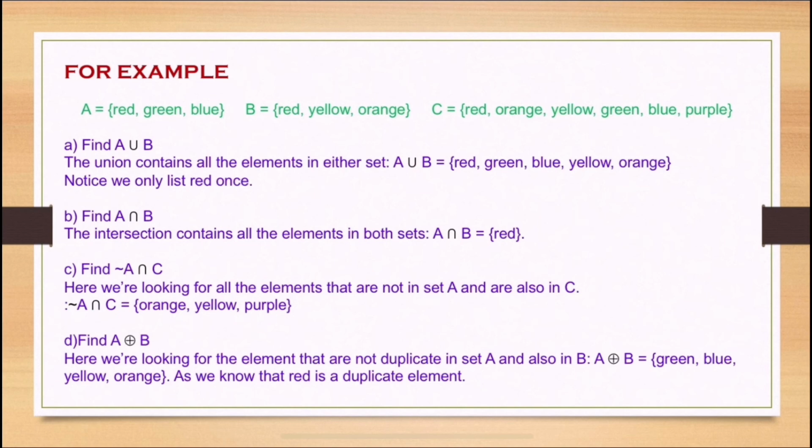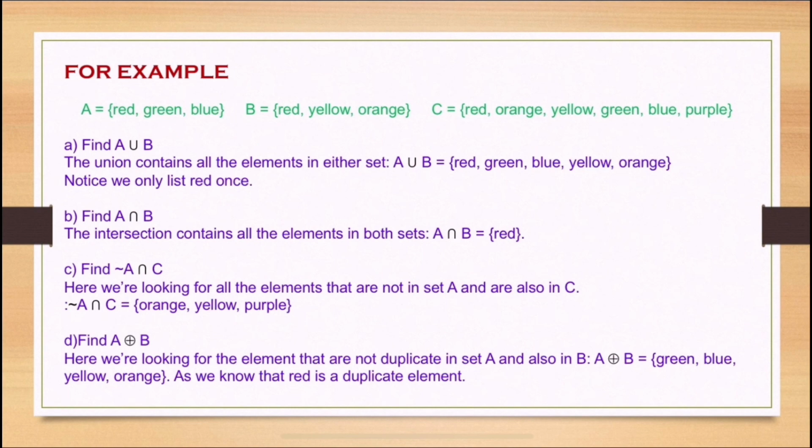For C, find the complement of A in C. Here we are looking for all the elements that are not in set A and are also in C. So the answer is orange, yellow, purple. Because red, green, blue are in A, we only list those that are not in set A and are also in C.